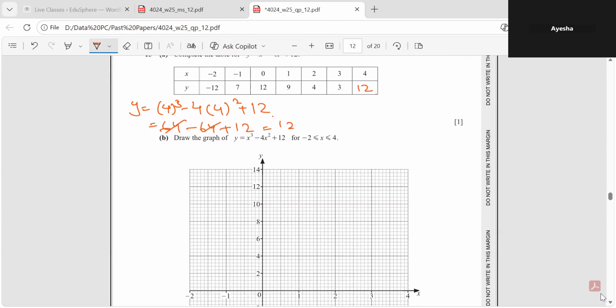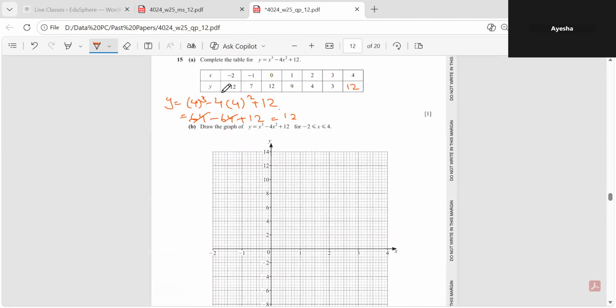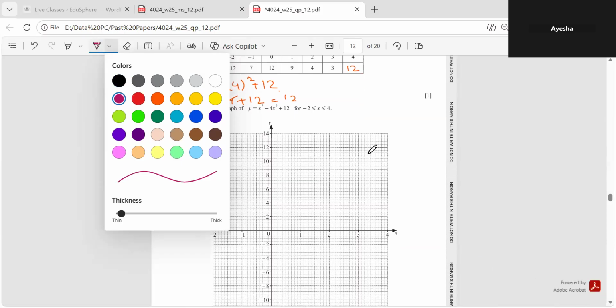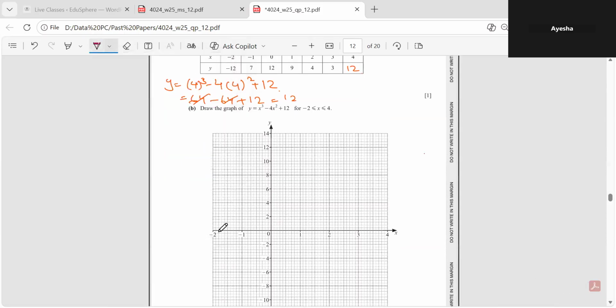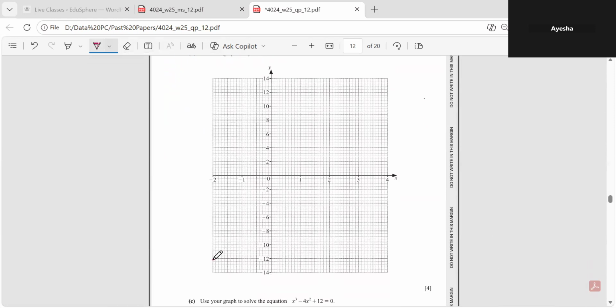Now at this point, we have to draw the graph because all the values are in front of us. I'm going to take the values. The very first value is minus 2 and minus 12. So I'm going to change the color and draw. Minus 2 is here and minus 12 is downward. So this is going to be the point minus 2, minus 12.